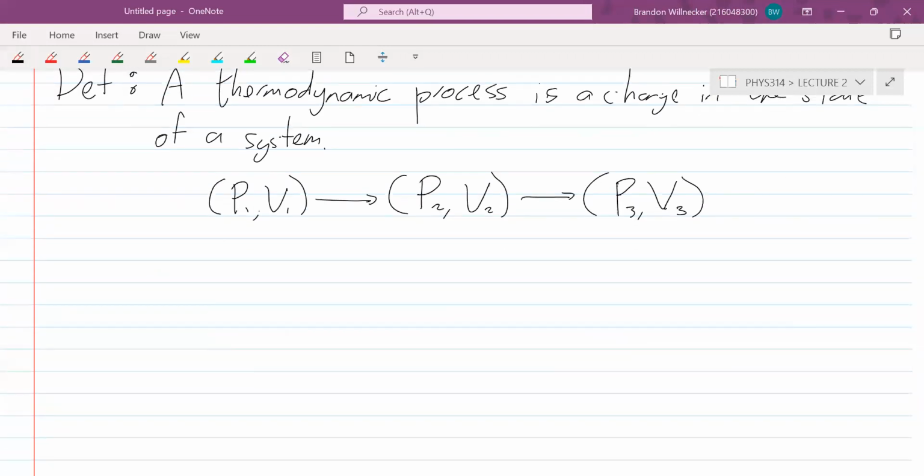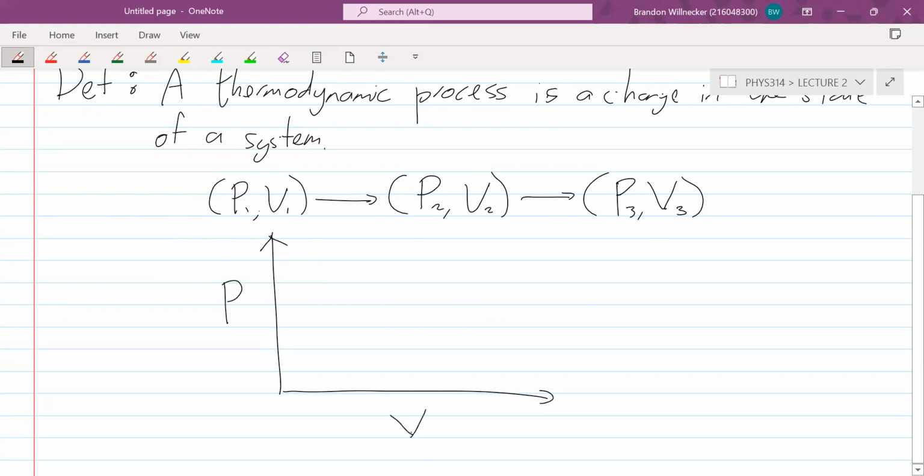Okay, and we can illustrate this on a PV diagram. So we got P and V. Remember, this is our macro state space. We can go from state 1, maybe to some state 2, and then down to state 3. And then this process here, from going from 1 to 2 to 3, we call that a thermodynamic process.